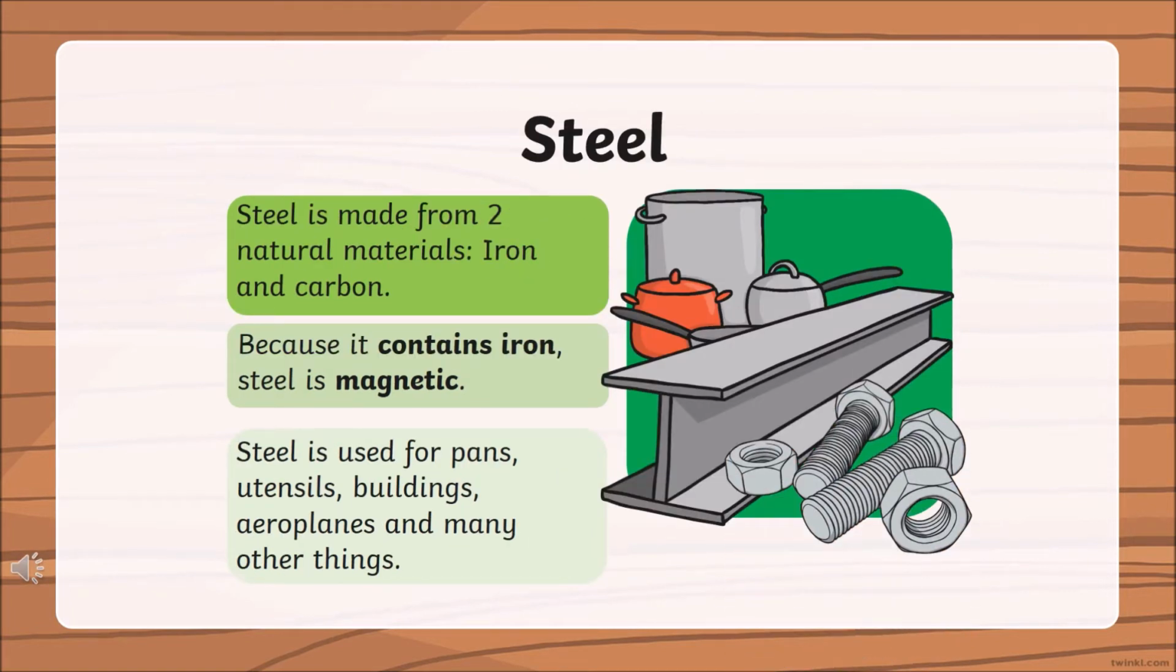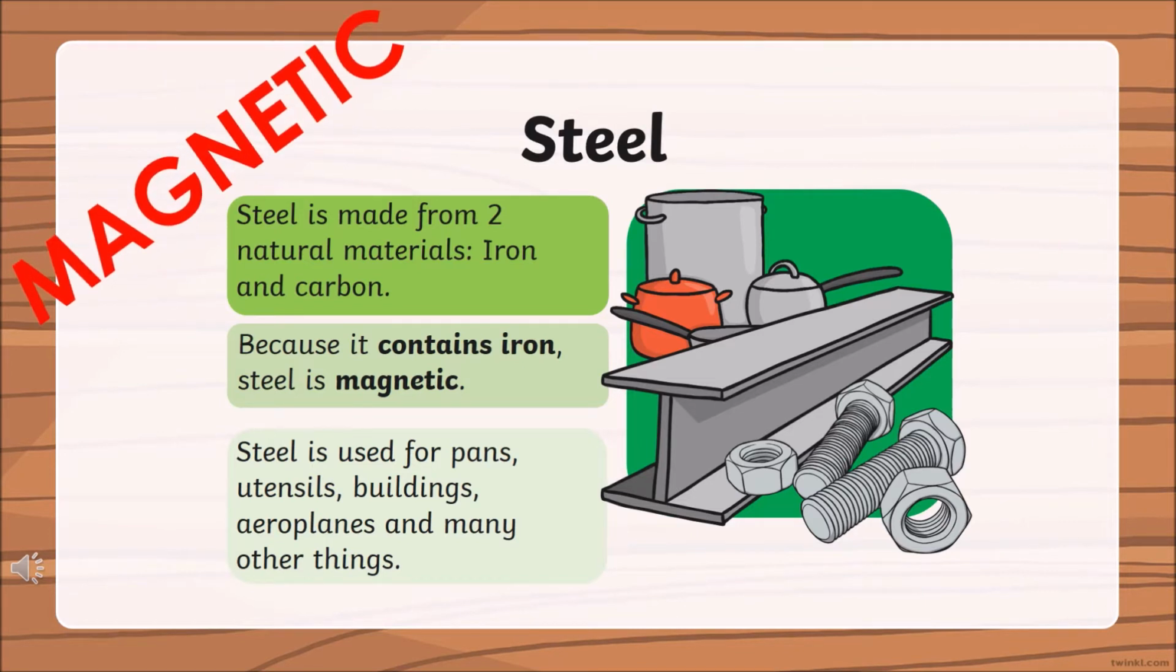Steel is made from two natural materials, iron and carbon. Because it contains iron, guess what? Steel is also magnetic. Steel is used for pans, utensils, buildings, airplanes, and many other things.